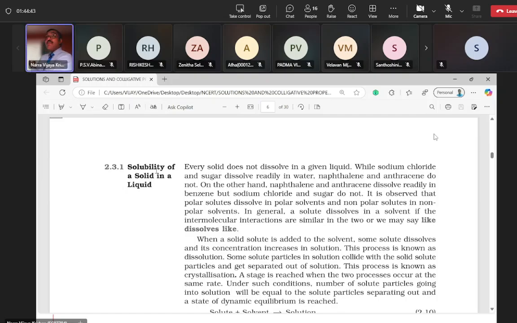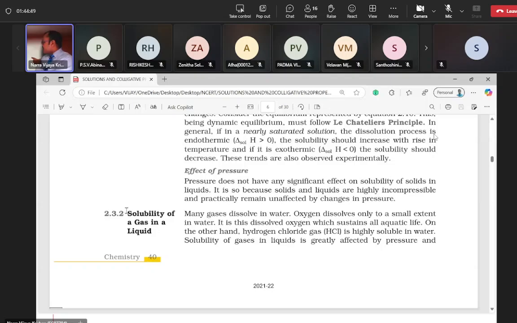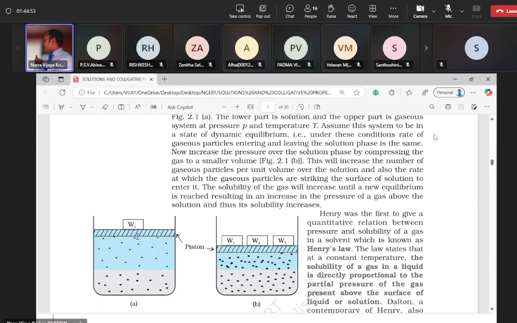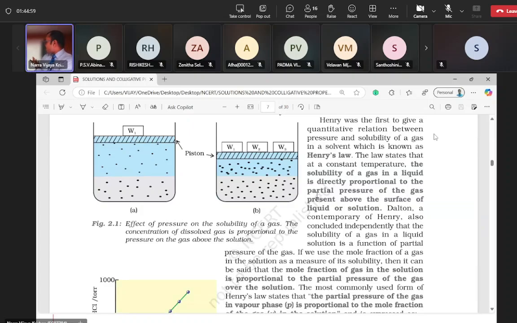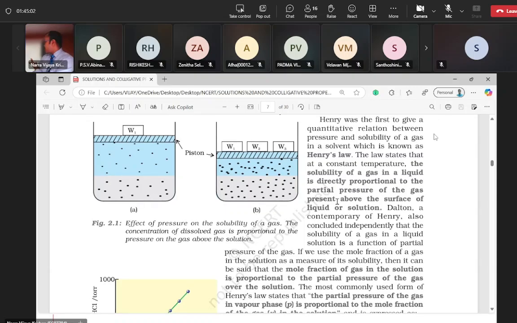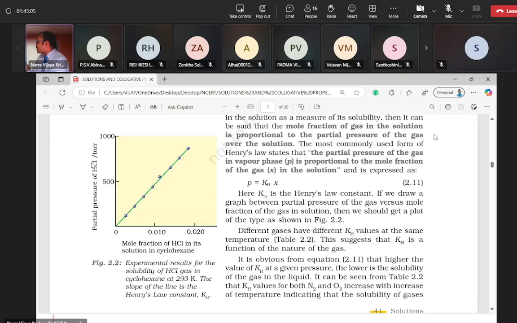Under that, they started with solubility of solid in liquid, but I started with solubility of gas in liquid. Under it, they explained that it is directly proportional. They plotted a graph of partial pressure of HCl versus mole fraction of HCl in cyclohexane. They have not given water. Reason, sir? If they had given water, I should not draw the graph, because Henry's law fails.